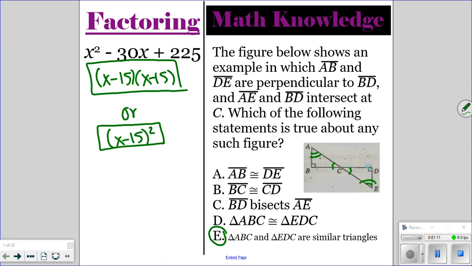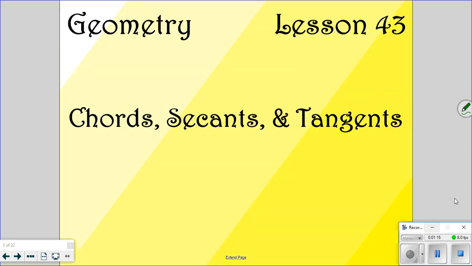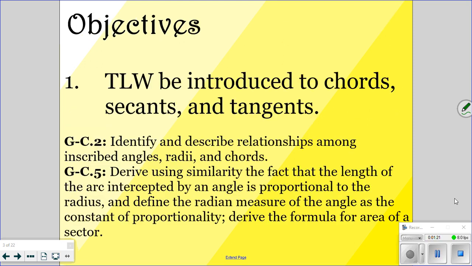So we're going to be looking at lesson 43 today. We're going to be looking at chords, secants, and tangents. So this is all related to circles. So hopefully you'll understand how chords, secants, and tangents are all related after this lesson.